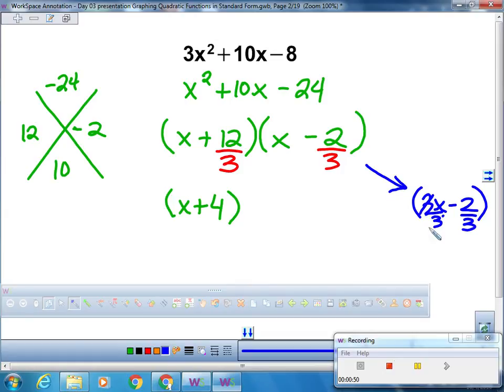See that? So I've got my own little problem in here. If I don't want a fraction there, I can just multiply both of them by 3. So when I multiply both of them by 3, I get 3x minus 2, because when I multiply this by 3, and I multiply this by 3, the 3 goes away. What?